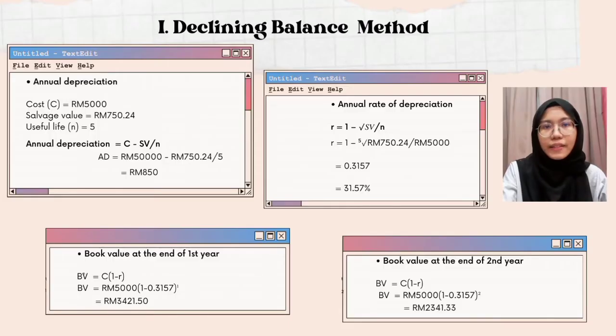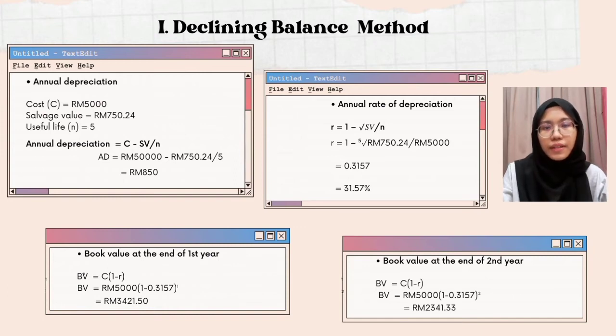Next is depreciation of the Casio electronic cash register for 5 years by using the declining balance method. The formula for annual depreciation is cost minus salvage value divided by useful life, and the amount is 850 ringgit. The formula for annual rate of depreciation is 1 minus the nth root of salvage value over cost, where n is the useful life, and the amount is 31.57%.